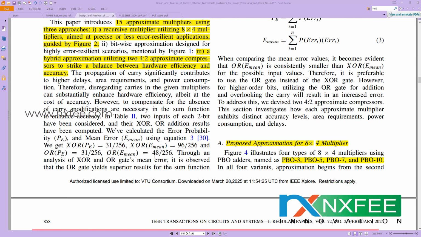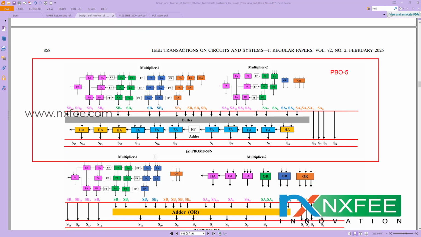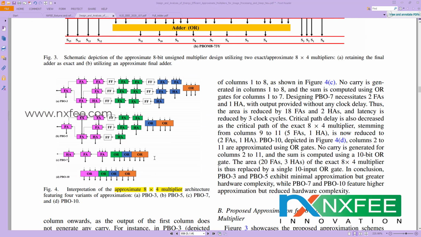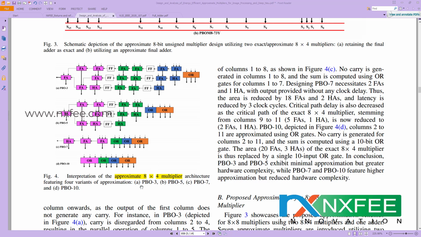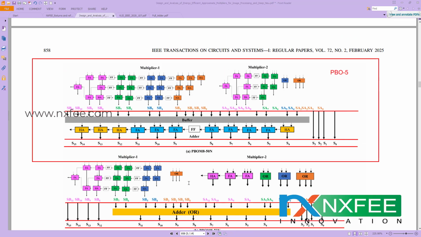And the hybrid method is this one. For the hybrid method they introduced a new optimization method. Here it is covered with PBO10, PBO3, PBO5 and PBO7. This method they have introduced, and it is mostly integrated with OR based architectures. Here they use only OR gates and reduce the partial products.